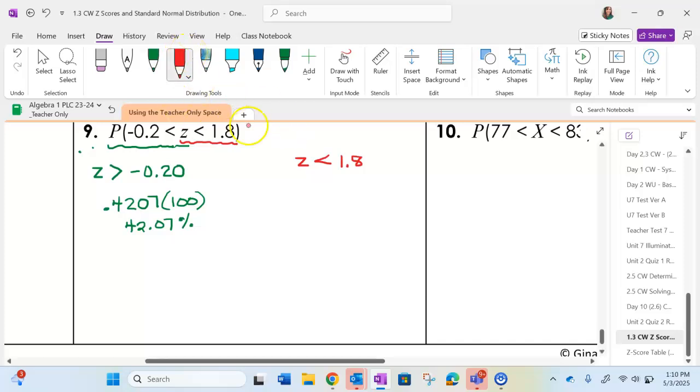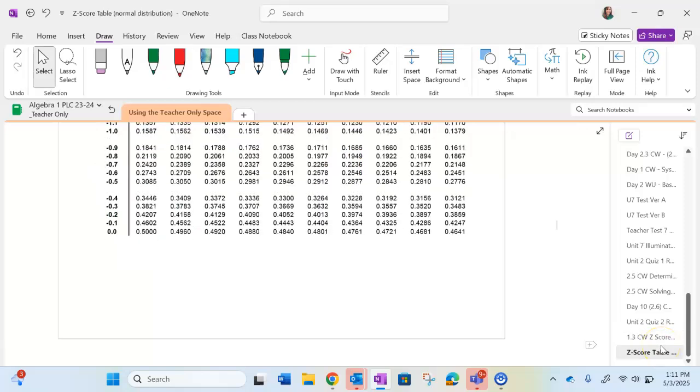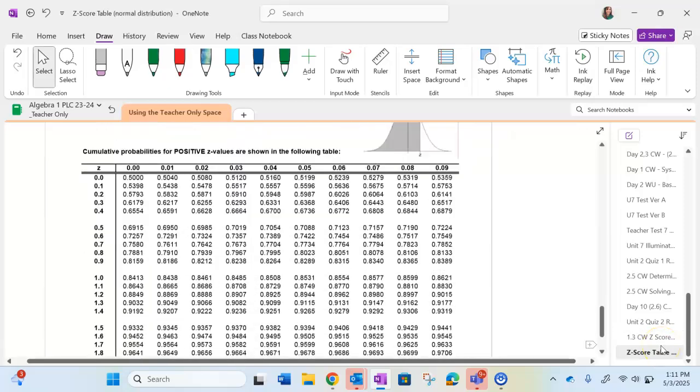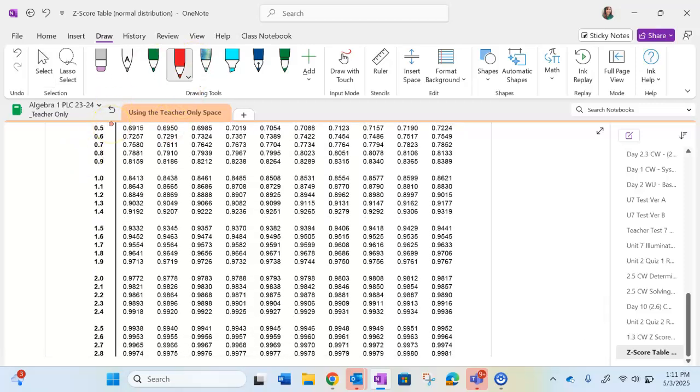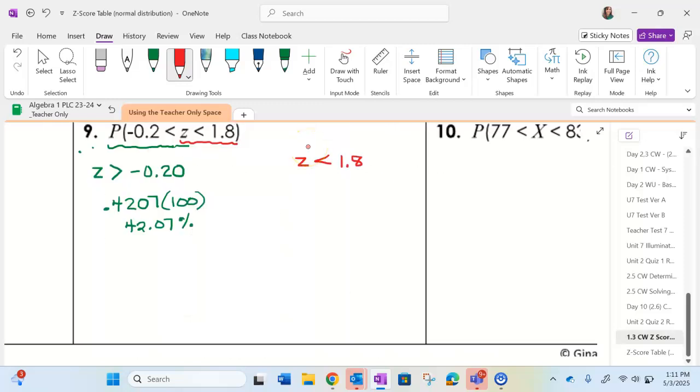So let me go find 1.8. We're going to go to the positive table and find 1.80. And here it is, right here, 0.9641. This one is 0.9641 times 100, which gives me 96.41%.